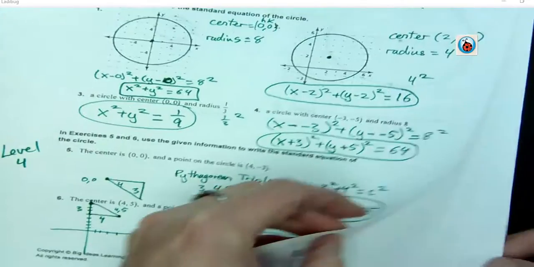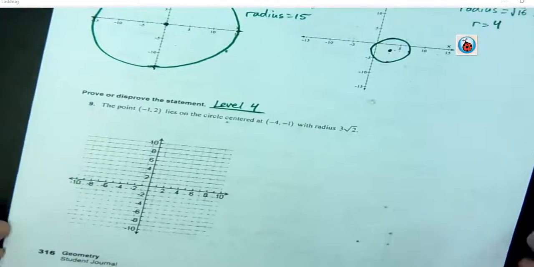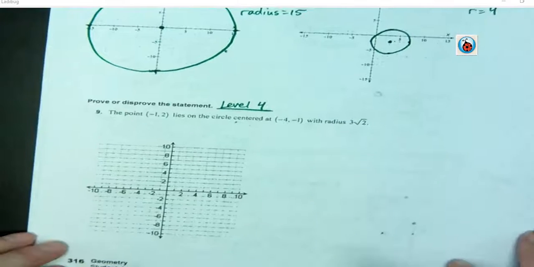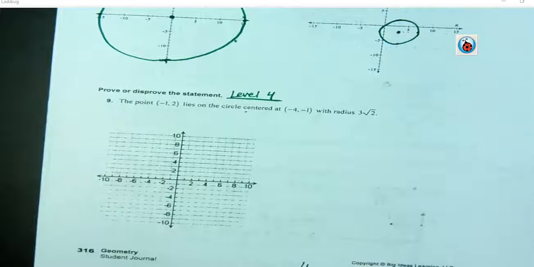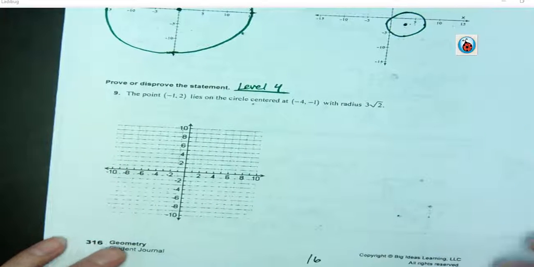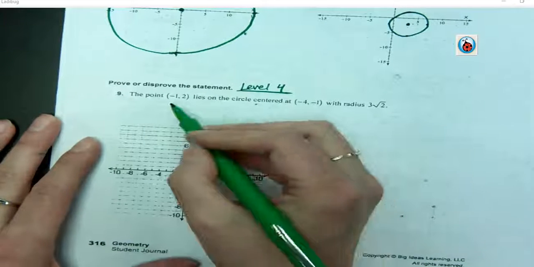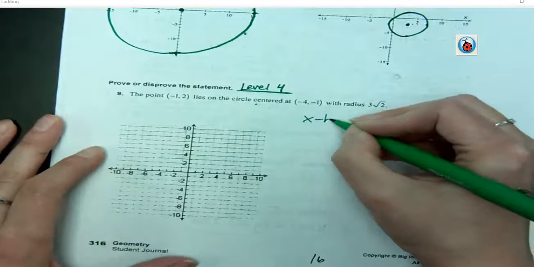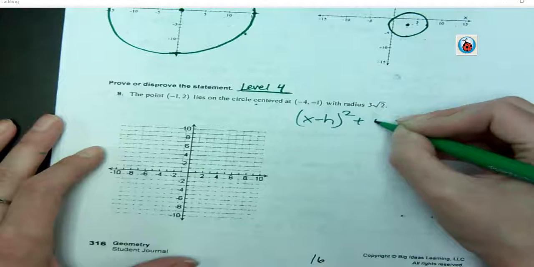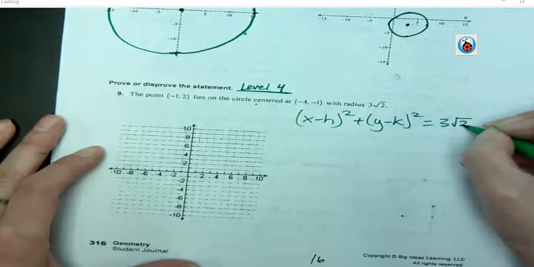Alright, on to our last problem. This time we're asked to prove or disprove this. So we could do it 2 ways. If we had exact numbers, we could easily graph it and see if it works. But an easier way is to plug these into my equation. So my x minus h squared plus y minus k squared equals 3 root 2 squared.